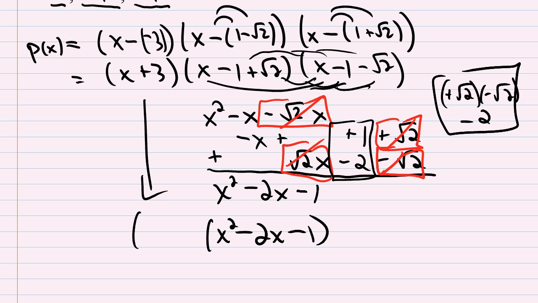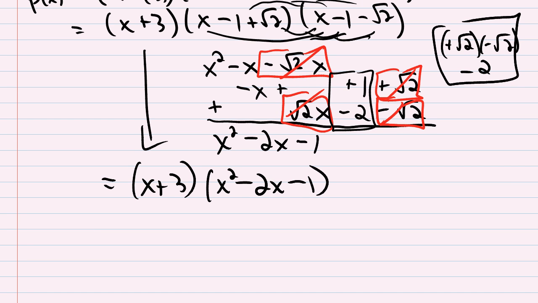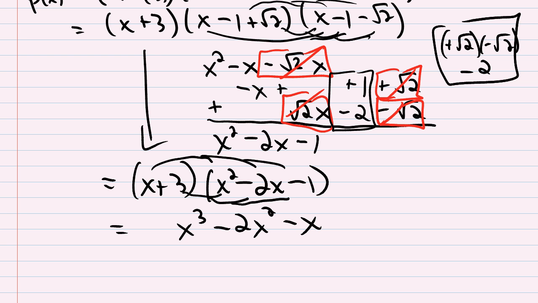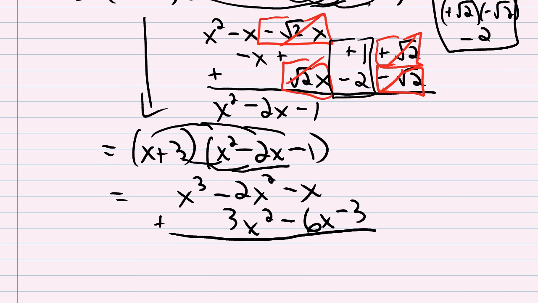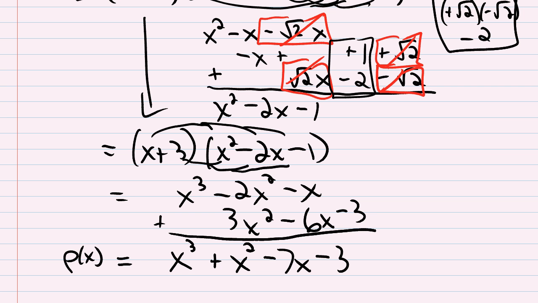But don't forget that we have this other term here, x plus 3, that we have to multiply. And we're going to do it again. Take x times these three and get x cubed minus 2x squared minus x. Then take 3 times all of these and get 3x squared minus 6x minus 3, and then we add these together. Notice how I wrote it again. I staggered it so I can add the terms that are alike simply by having them one on top of the other. So I end up with the final result of x cubed plus x squared minus 7x minus 3. And that's going to be our polynomial that will have roots at negative 3 and 1 plus or minus root 2.